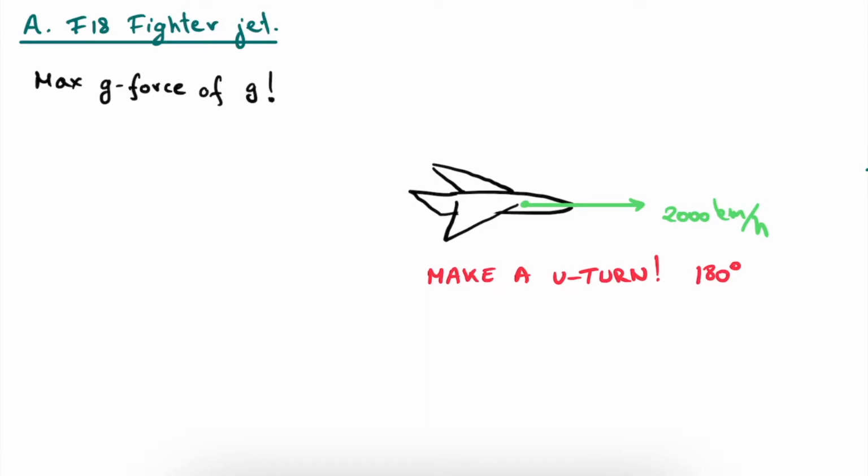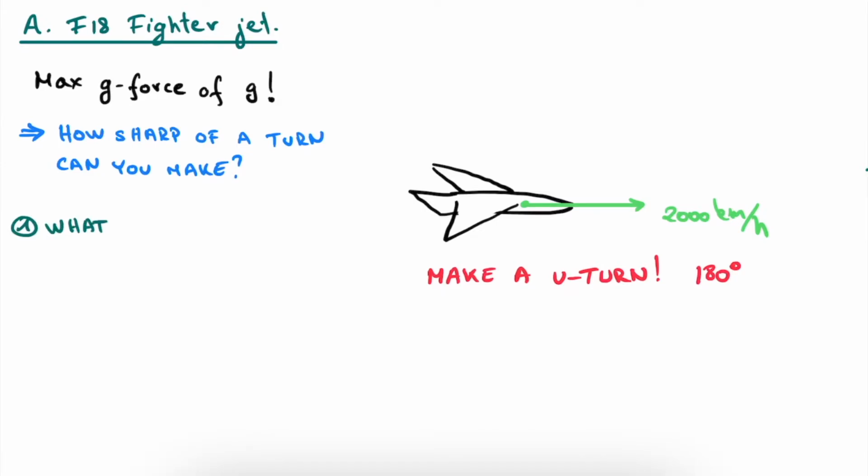And the reason that you pass out at such high forces is that at these forces your heart is simply not strong enough to pump blood through the brain, and thereby you pass out. Knowing this, the question is the following: how sharp of a turn can you make if you're traveling at these velocities, namely 2000 kilometers an hour, such that the fighter pilot does not pass out? So, such that the g-force he or she experiences is lower than 9.